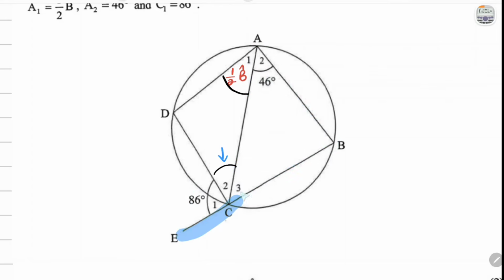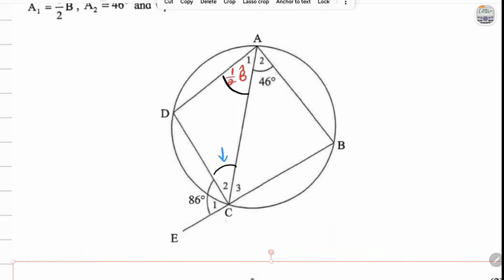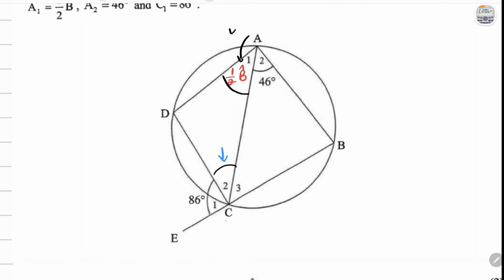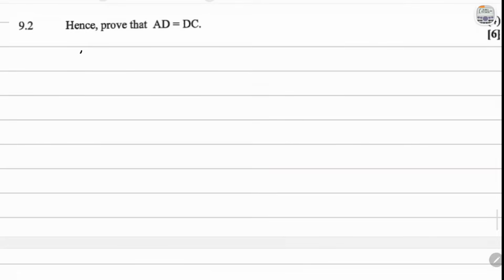So we are still focusing on finding angle C2, and how we're going to find it is by using what we know here. We know now that angle A1 is equal to 40 degrees. Okay, so we know that. We just tell them this is 40 degrees. But we also know that angle A1 is equal to a half of angle B. So this can help us to find the size of angle B.